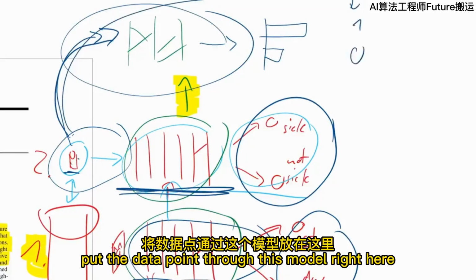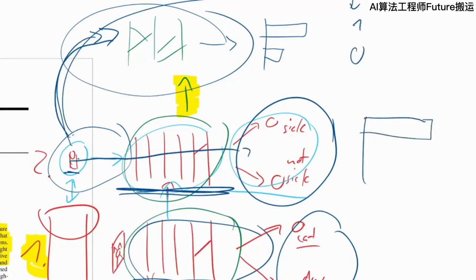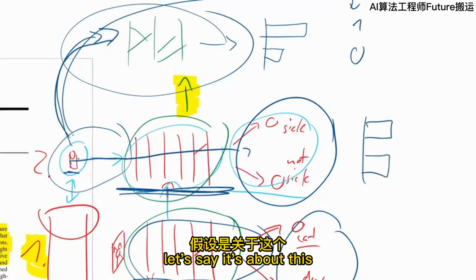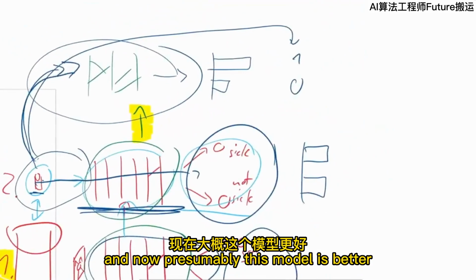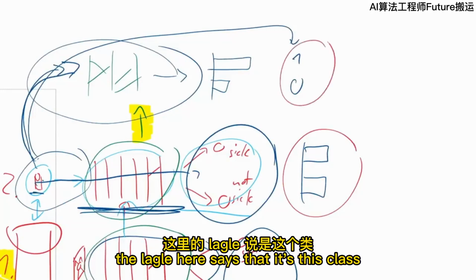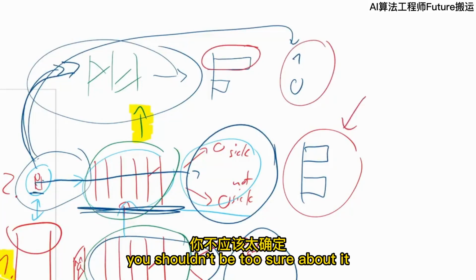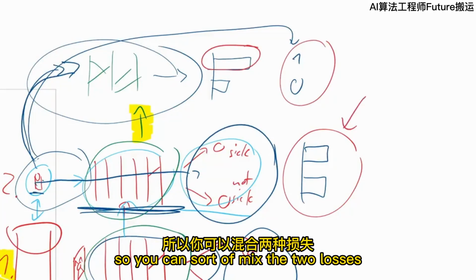You also put the data point through this model right here, obtain whatever that model would have said, and let's say it's about this. And now presumably this model is better already. So you say, well, the label here says that it's this class, but the model that's really good says you shouldn't be too sure about it. So you can sort of mix the two losses.